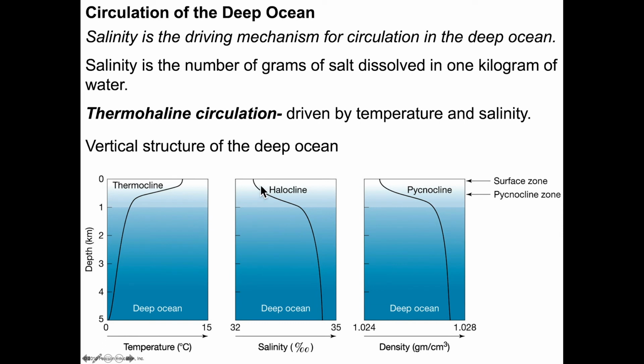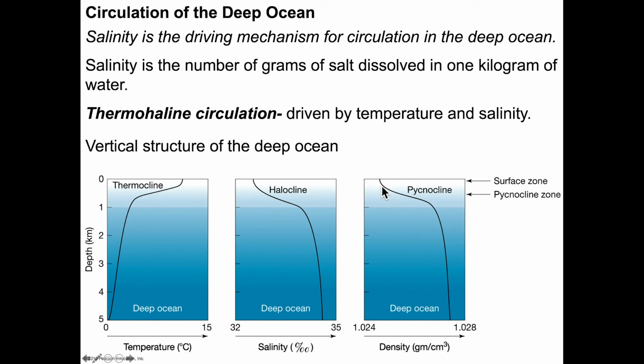When we look at the salinity of the ocean, we'll see relatively low salinity near the surface with an incline known as the halocline or the salt incline here, where salinity increases. And then below that, we see a gradual increase in salinity all the way to the bottom of the deep ocean. When we combine the influence of temperature and the influence of salinity on the density of water, we end up with what's called a pycnocline.